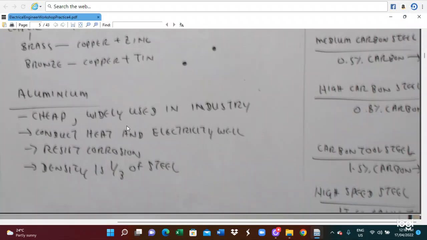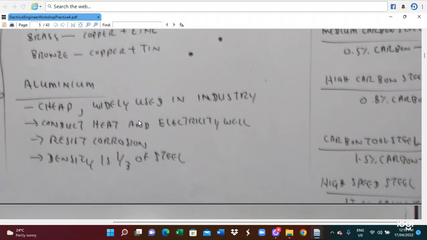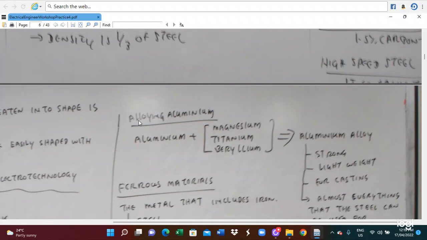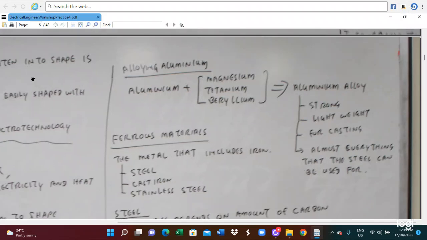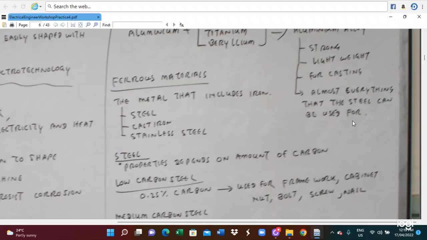Aluminium is cheap and widely used in industry. It conducts heat and electricity well, also resists corrosion, and its density is one third of steel. When alloying aluminium, we can add magnesium, titanium and beryllium. By combining them with aluminium, it becomes an aluminium alloy. They become strong and lightweight and are used for casting.